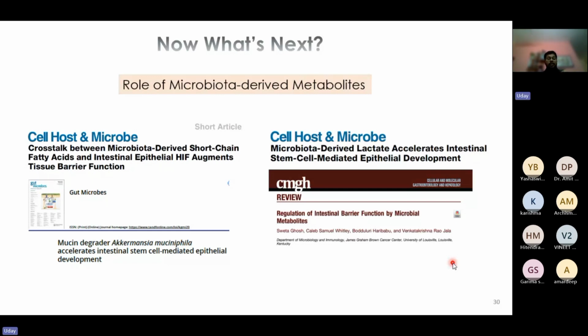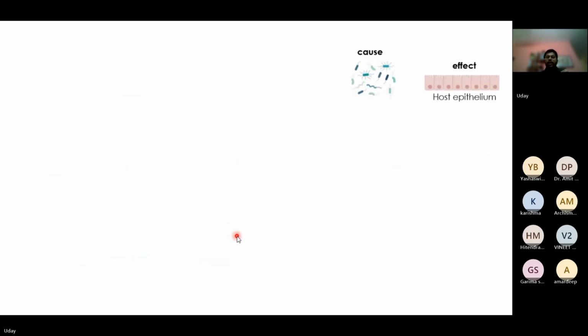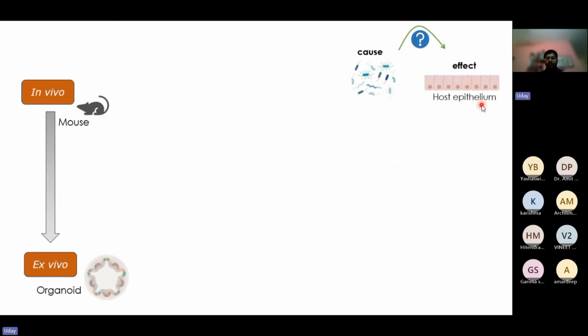And nowadays literature also showed that this microbiota-derived short chain fatty acid has a role in tissue barrier function. Also, it can modulate the stemness of the intestine. So people showed that the derived metabolites, or microbial metabolites, have some role. But what is the significance in our study? So we showed that the microbiota is the cause and the host epithelium is the effect, but how is it doing that? So we thought maybe the metabolites are doing it.